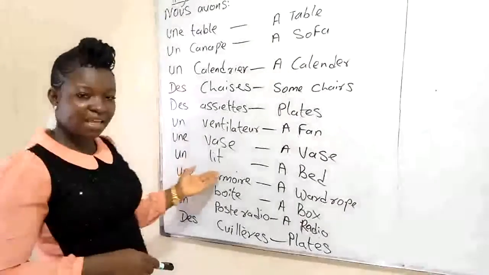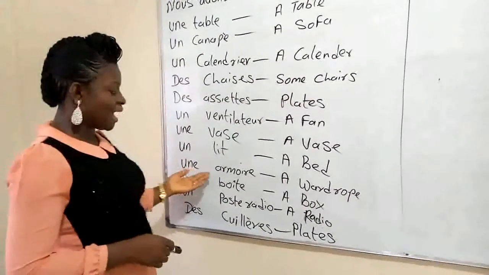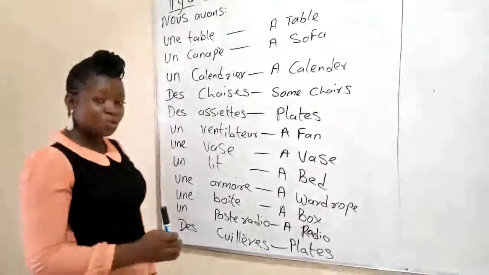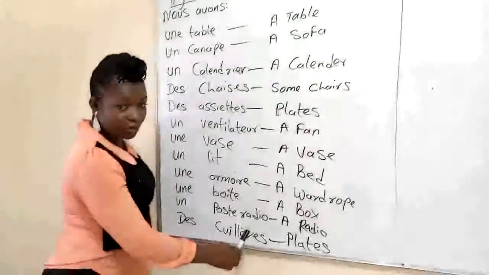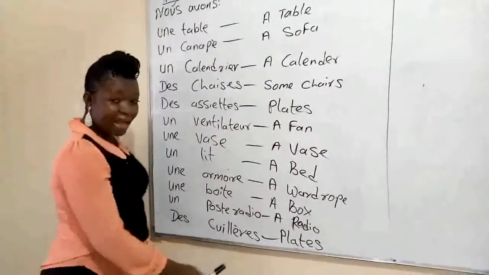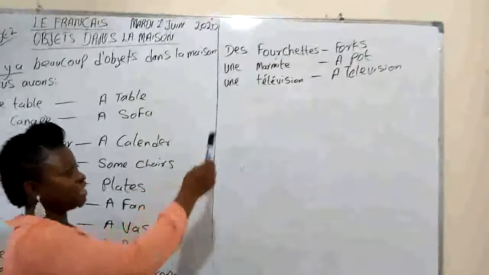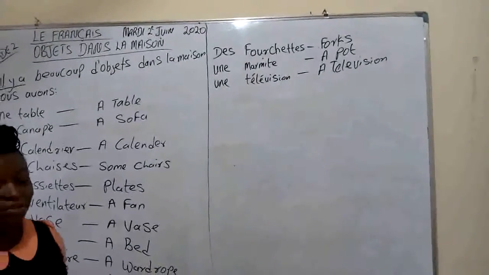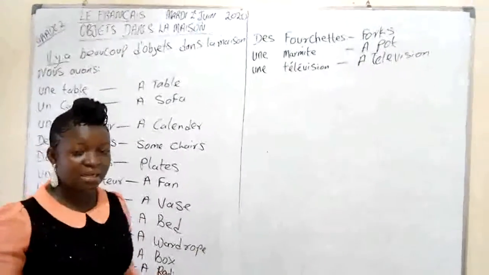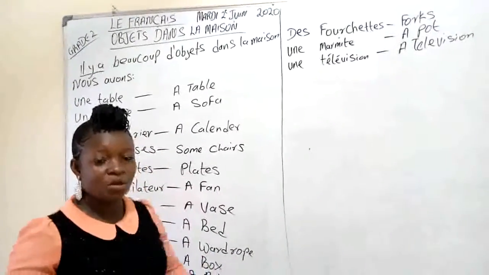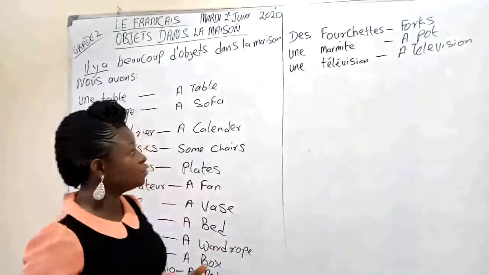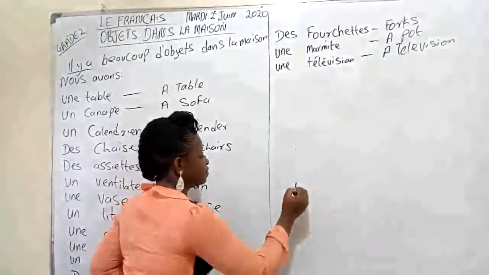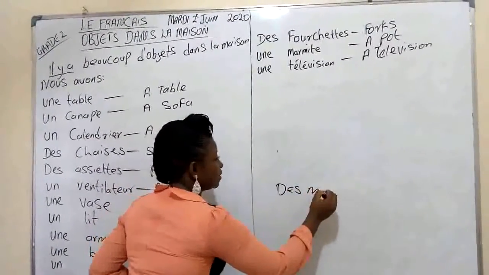nous avons un lit, nous avons une armoire, nous avons une boîte, nous avons un poste radio, nous avons des cuillères, nous avons des fourchettes, nous avons une marmite. Now, this une marmite, you know that we don't have only one pot in the house. We have many. So you want to put it in the plural form, you have nous avons des marmites.